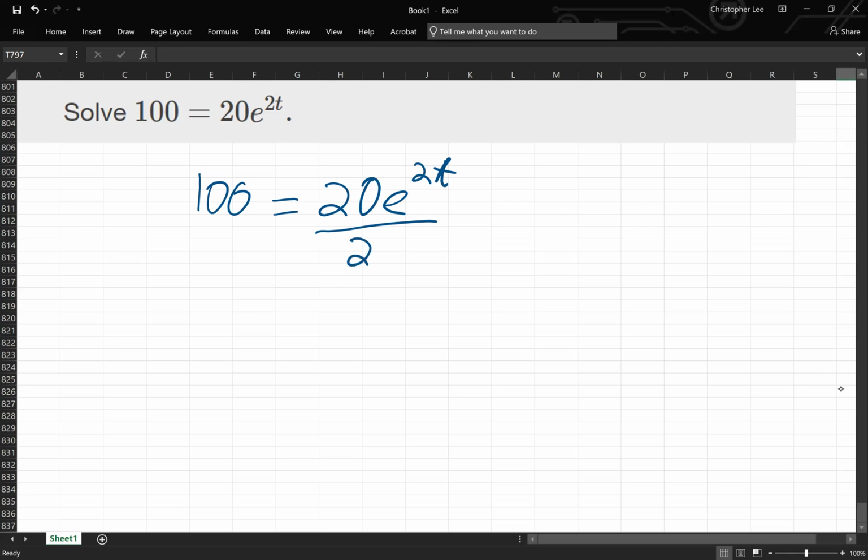I'm going to divide by 20 on both sides. You already know what I do to one side, I do to the other. I'm bad at math, I've got to cross out zeros here. 2 goes into 2 once, and there's a 5. So this is 5 is equal to e to the 2t, right?